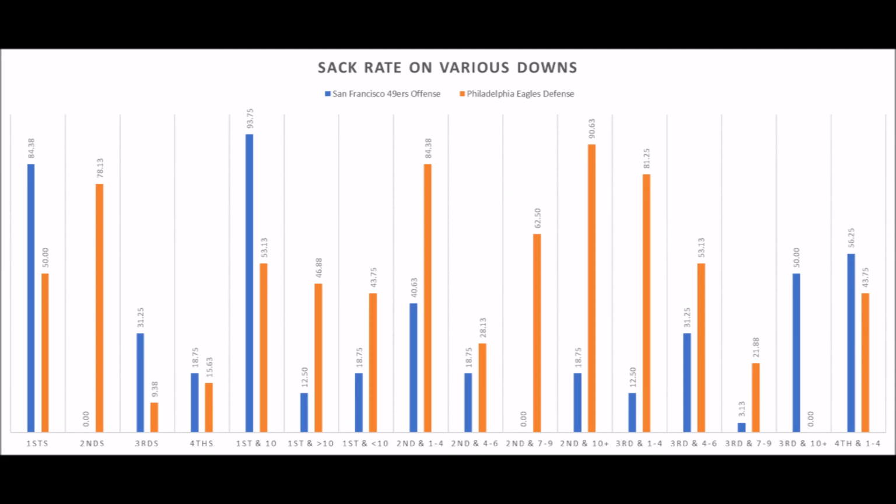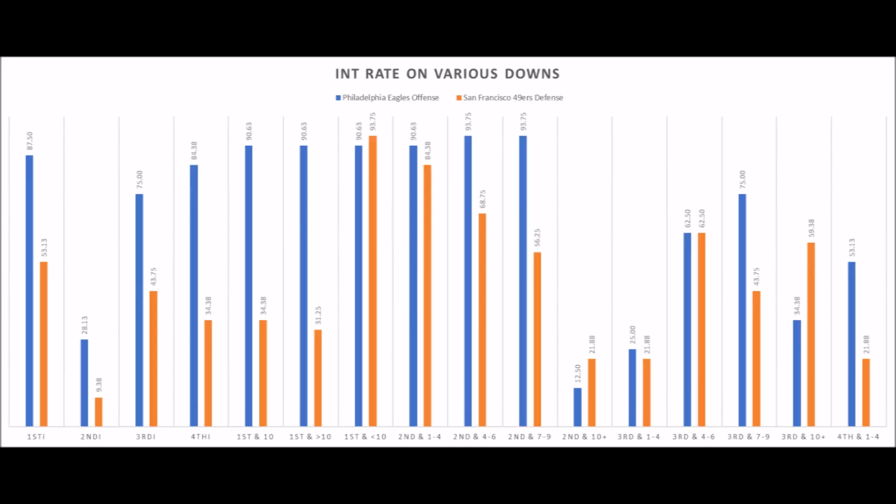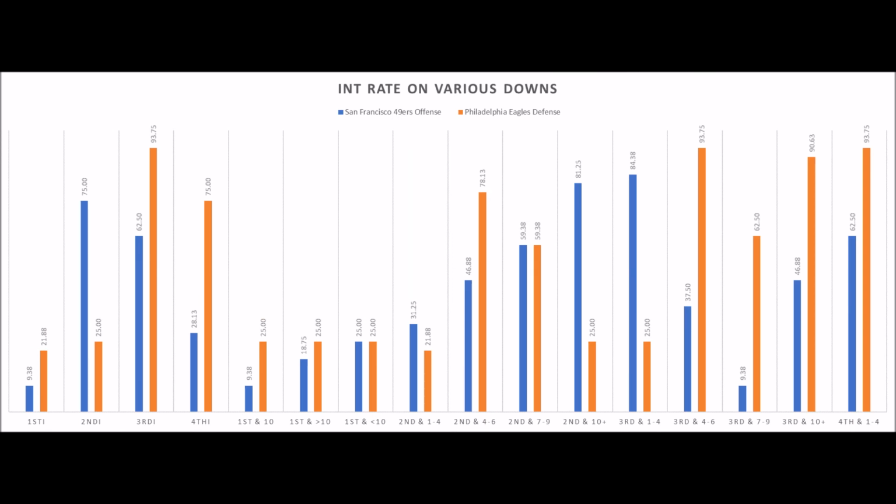Then you look at interception ratio. This is the Eagles offense versus the 49ers defense when it comes to interceptions. Of course, it favors the Eagles. The Eagles don't really turn over the ball that much except for second down situations. And then finally, you look at the 49ers offense versus the Eagles defense when it comes to picks. And this more so favors the Eagles defense on first and third down. So it's very important to keep track of some of these variables.